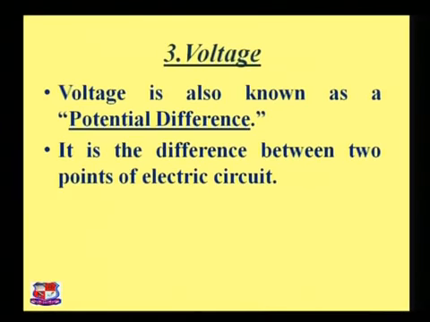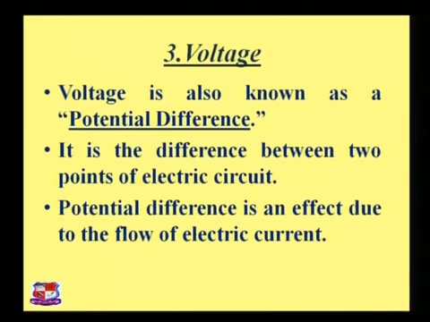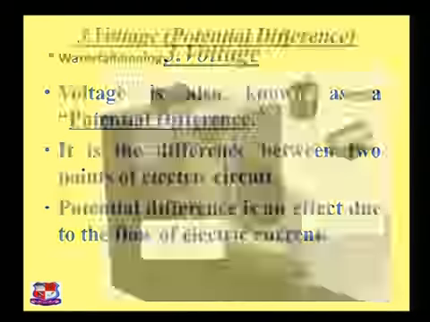So if we think about any electrical circuit, the overall movement of electric current in a circuit goes from one point to another point, and the difference between them is the potential difference, and that is voltage. So it is the difference between two points in an electrical circuit. It is the effect due to the flow of electric current.